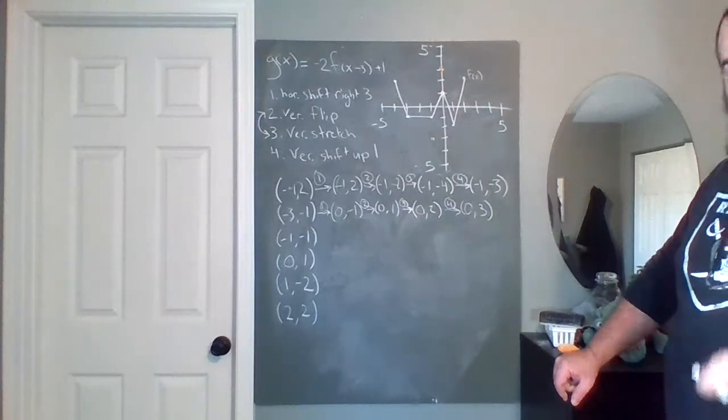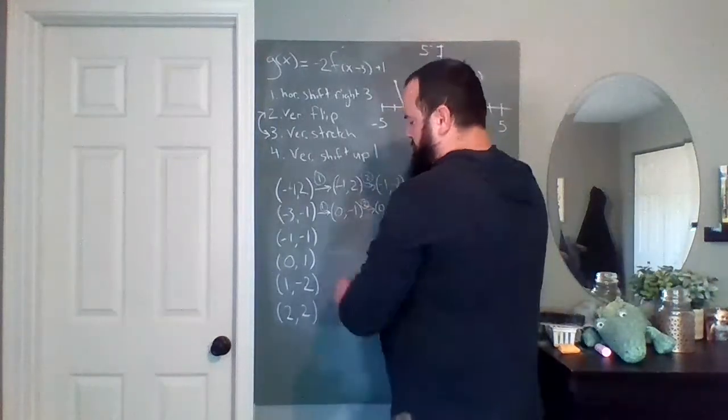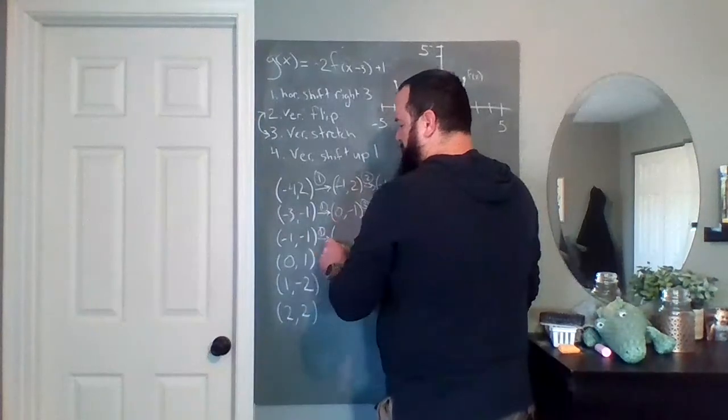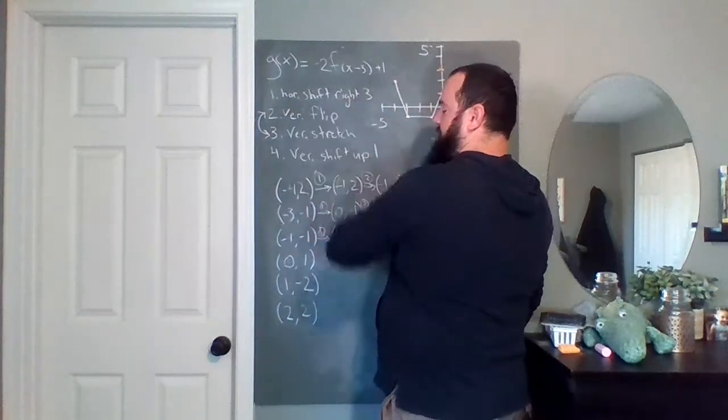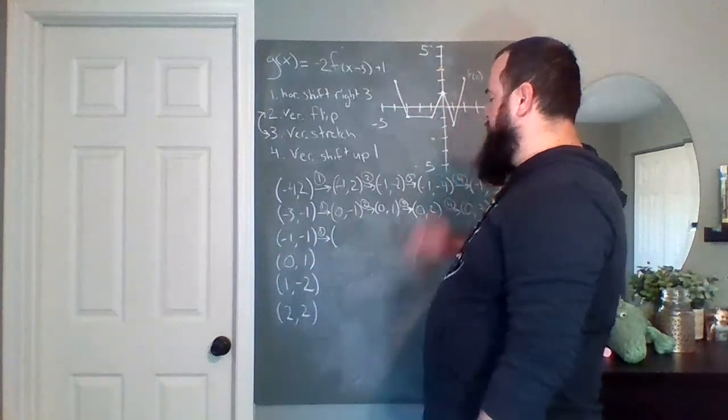Now, there's one thing I want to mention on this next step here. We can do our first step. Step 1 is a horizontal shift right 3 units. So if I was at -1 and I go to the right 3 units, I'm now at 2.